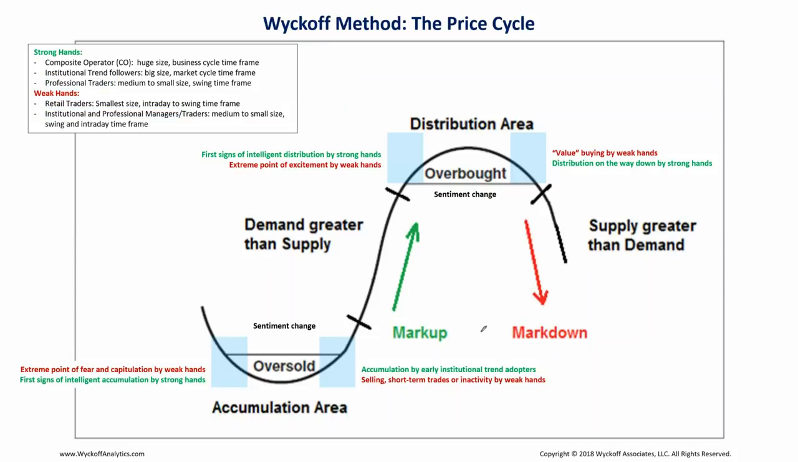So let's look at the price cycle itself. And now let's try to understand the behaviors of strong and weak hands. How would they behave at different spots of the price cycle? Well, first of all, the price cycle itself is just a representation of the accumulation period under the oversold condition, where the sentiment changes from bearish to bullish.